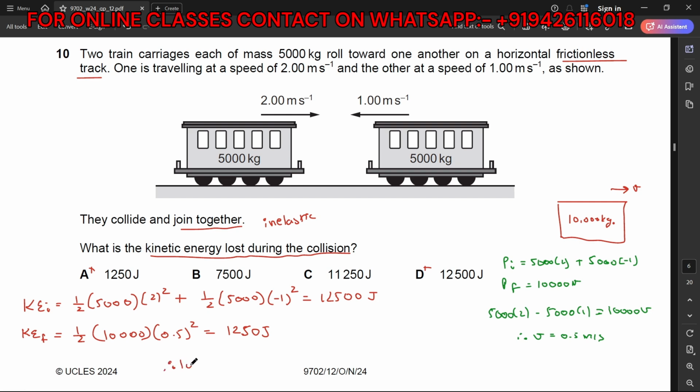Therefore, lost KE is KE final minus KE initial, which comes out to be minus 11250. So 11250 is lost. Lost is negative, so 11250 must be our answer. So that is how you solve question 10. You first get the kinetic energy before the collision, then you get the kinetic energy after the collision, then do final minus initial, and that will be the lost value.